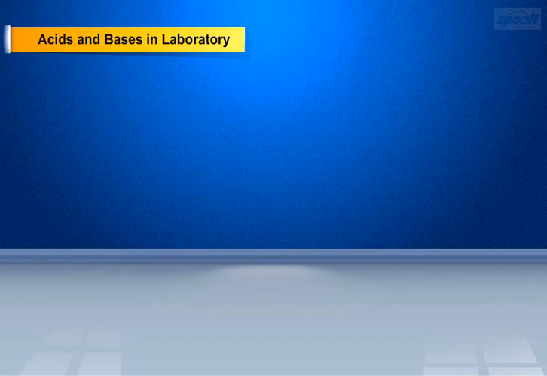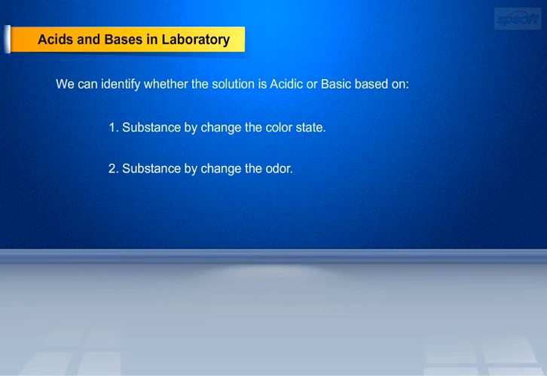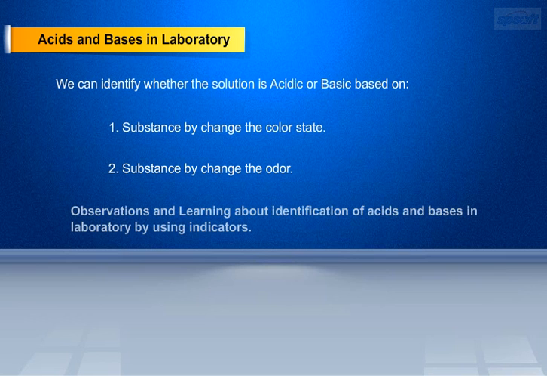Now, let us see acids and bases in the laboratory. We can identify whether a solution is acidic or basic by the following observations. First, the substance changes its color state, and second, the substance changes its odor. Observations and learning about identification of acids and bases in the laboratory by using indicators.